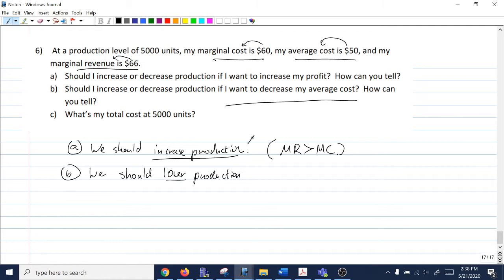I guess it's worth adding, to this one was to increase profit. This one is to lower average cost.